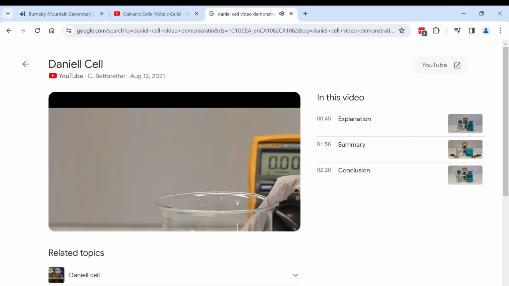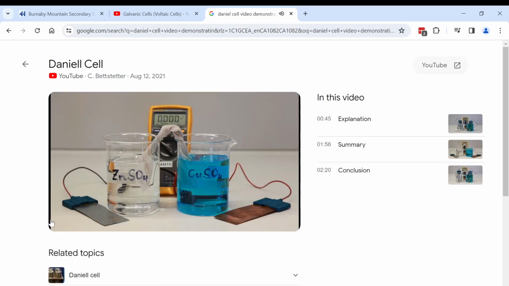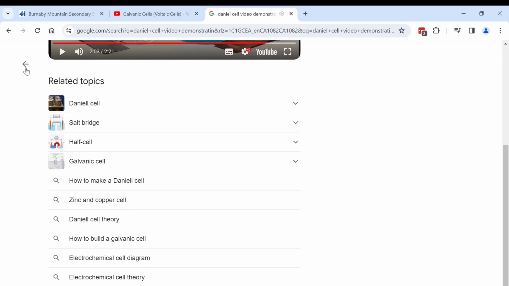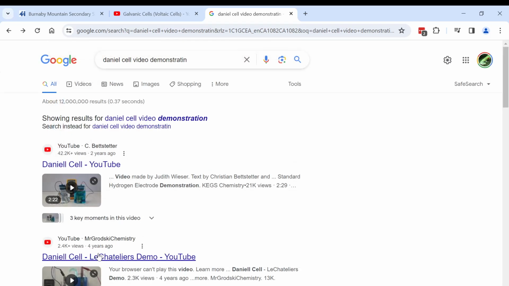The two metal sheets just have to be in their solution. We're not going to carry on with that one. Let's see if we can find one that has an actual glass U-tube. Oh, this one has a glass U-tube. Here we go.